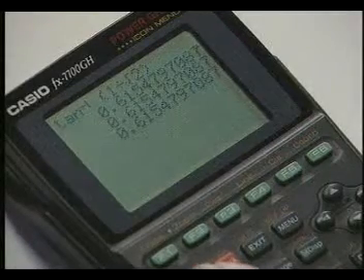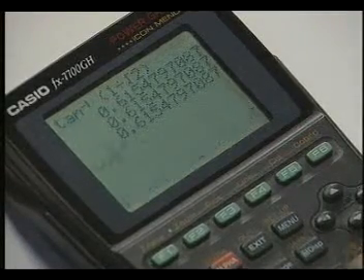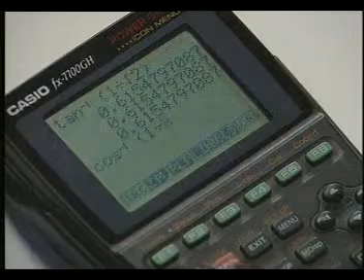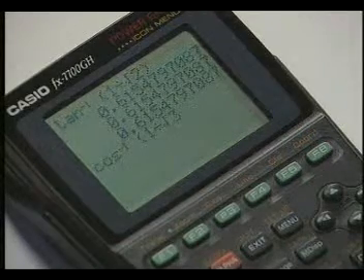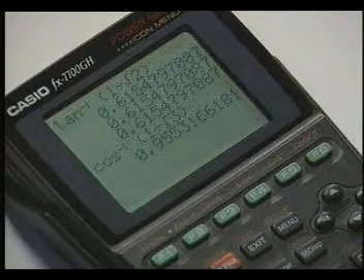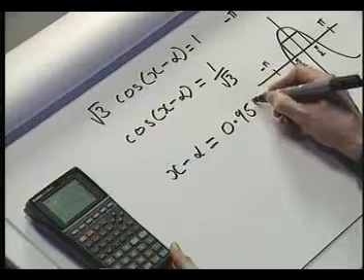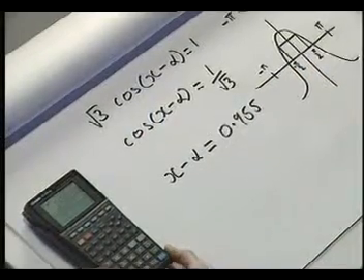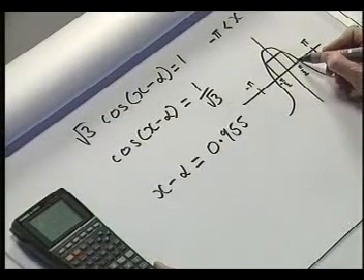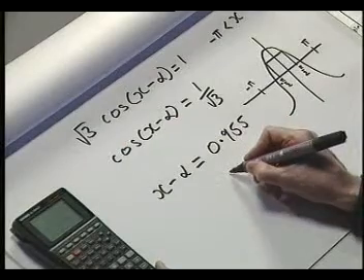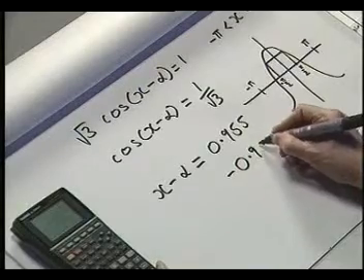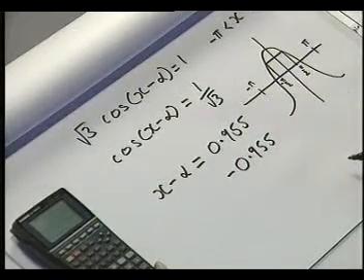So the angle that I want is the angle whose tangent is 1 divided by the square root of 3. And that is 0.955. Now if that's 0.955 there, remember our calculator will give us this one, then the other one by symmetry is minus 0.955.